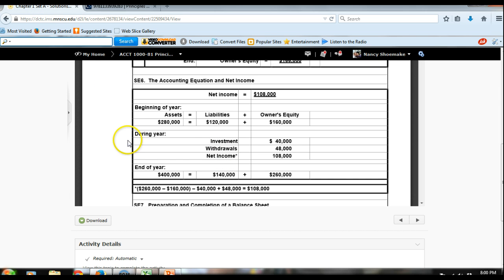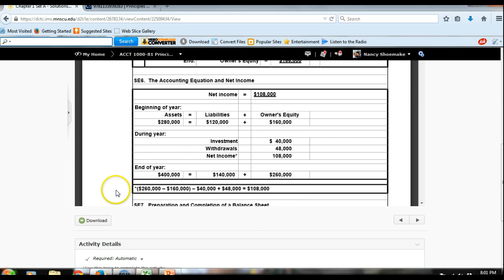So do you see if we set it up, we know the beginning of the year owner's equity was $160,000, don't we? We know at the end of the year owner's equity was $260,000, don't we? We know the investment of $40,000, we're going to add. The withdrawal of $48,000, what are we going to do there? Subtract. So we can figure out what the net income is by our $160,000 plus $40,000 minus $48,000 plus or minus something has to equal $260,000.